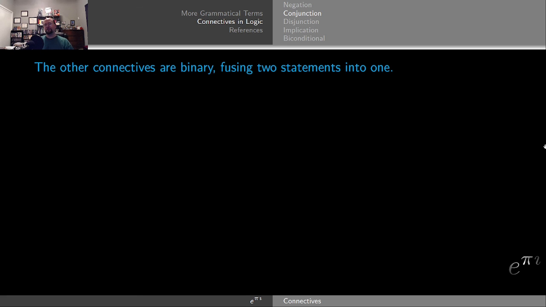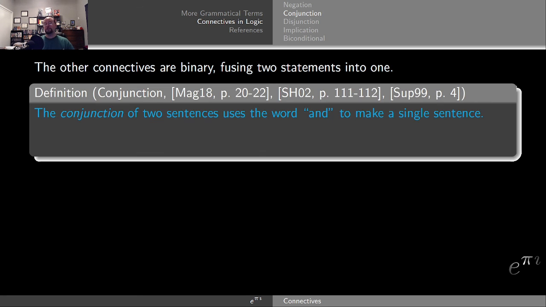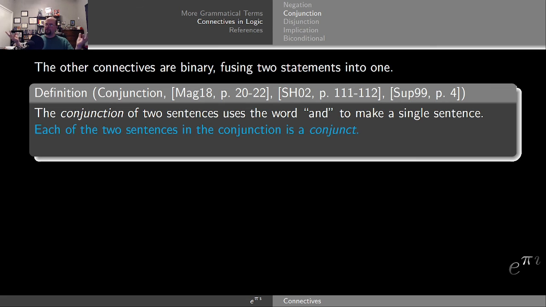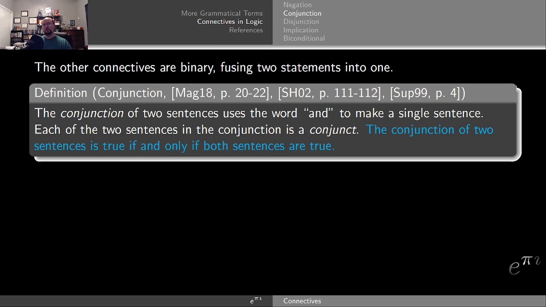The other connectives are binary, fusing two statements into a single statement, the first of which is the conjunction. The conjunction of two sentences uses the word and to create a single sentence. Each of these two sentences in the conjunction will be called a conjunct, so the operands of this operation are the conjuncts of this operation. And the conjunction of two sentences is true if and only if both sentences are true. That is, the conjunction's true if both of the other guys are true at the same time.